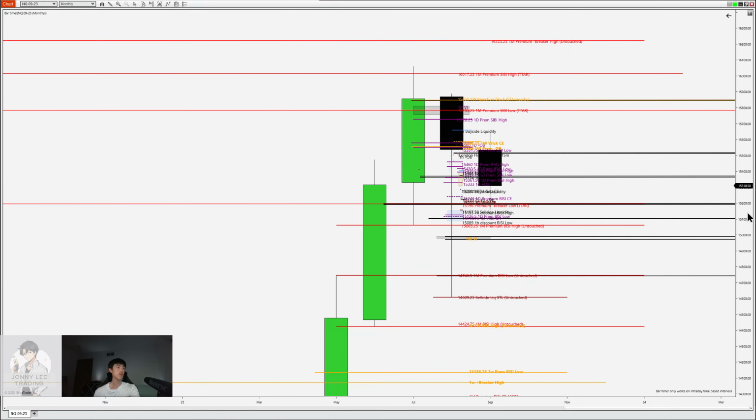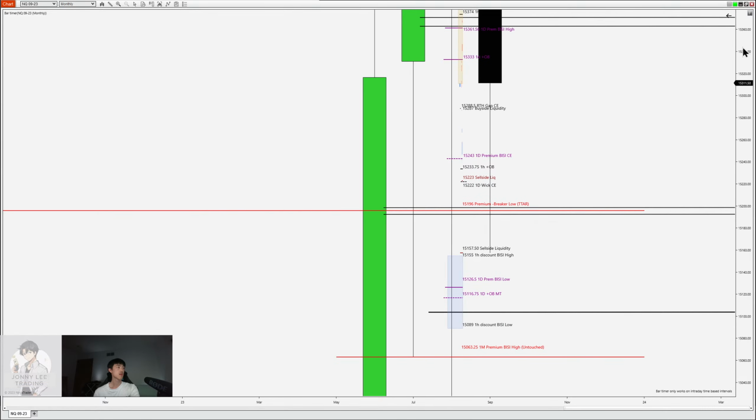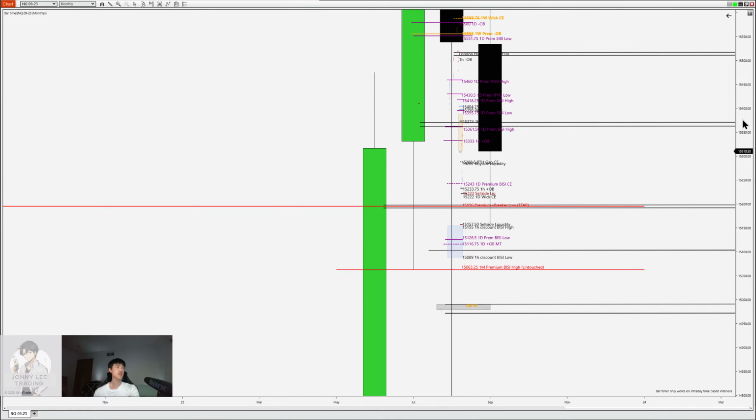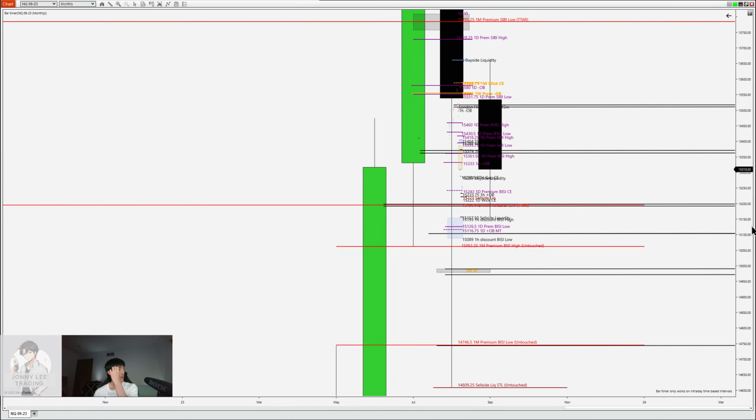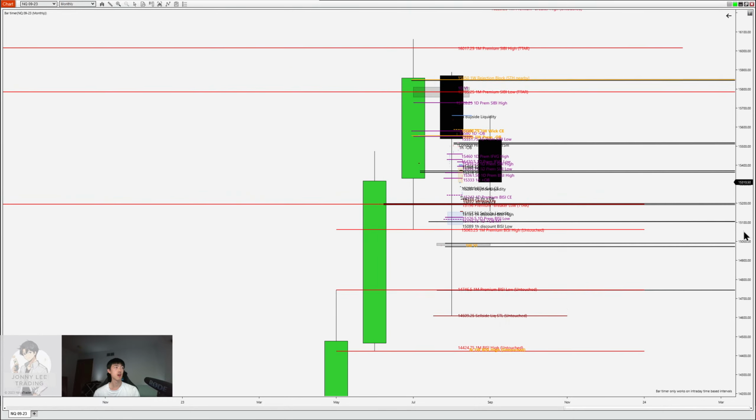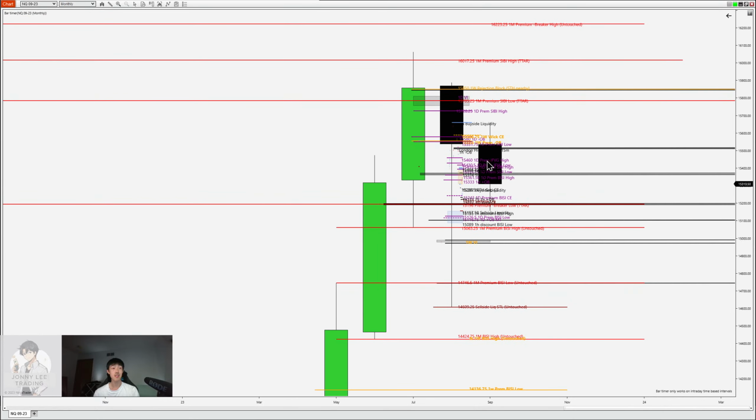So outside of these, we see that the monthly has gone down to this breaker low and bounced there. So we don't know. I mean, that's a lot of buy side still, right? So very curious to see what happens there. And that's on the monthly. So right in the middle, we need a little bit of time.